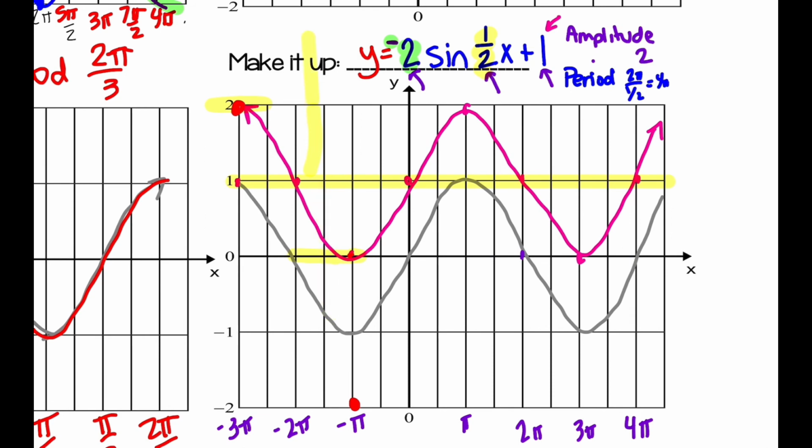So my high point is going to be at 3 because, instead of here, it's going to be up 1 more unit. And my low point, instead of being there, it's going to be down 1 more unit. Sorry, I didn't mean to have that. And so it's going to be going like this.